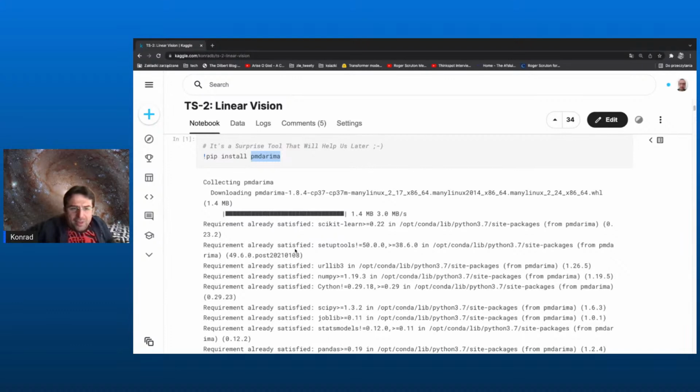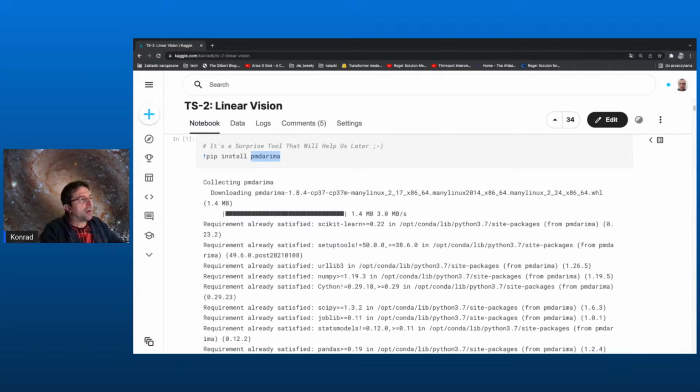PMD ARIMA came into existence because people realized something, also observed that one of very, very few instances where R still had a lag over Python in terms of quality of the analysis you could conduct, or the strength, or how expressive it was, however you call it, was in time series. In particular, classic time series methods, classic, vintage, whatever you call it, the stuff that we are talking about now.